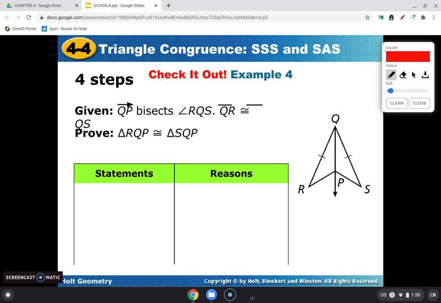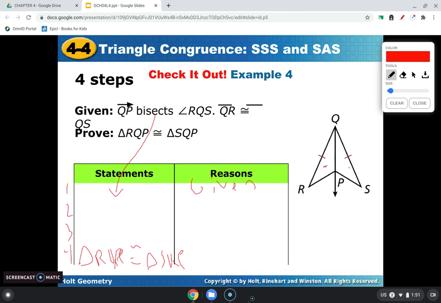Okay, QP bisects angle RQS, and QR is equal to QS. Those are our given statements. So we would put the givens there. That's our step one, 4 steps again. So we know that's given. Now we're trying to prove triangle RQP is congruent to triangle SQP, and that's what we're trying to prove.